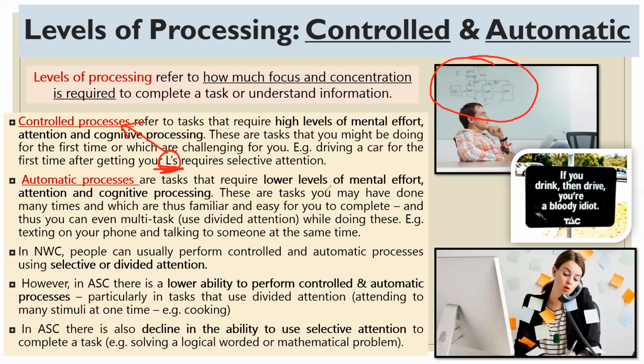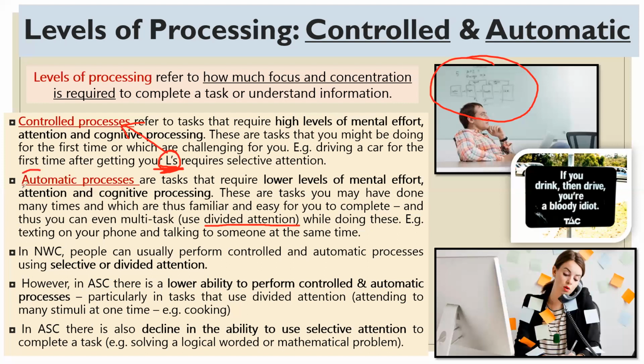Another example of an automatic process is anything that is generally quite easy for you to do. Okay, so for you guys, for example, most of you are really good with texting on your phone. So if your mom's asking you a question, you might be able to answer her question and still continue texting without missing a beat. That shows you that texting is an automatic process for you because you're able to do it alongside other tasks, and you're able to use divided attention. In that case, you're able to multitask while texting. So that's basically an automatic process.